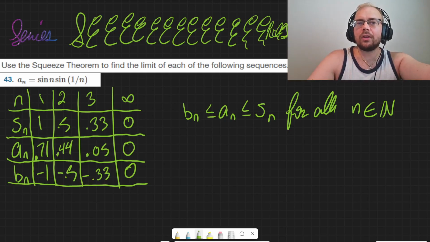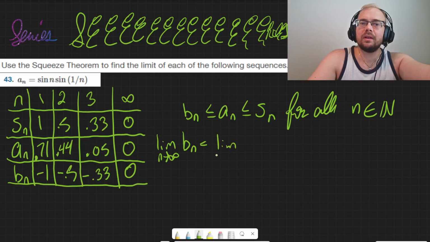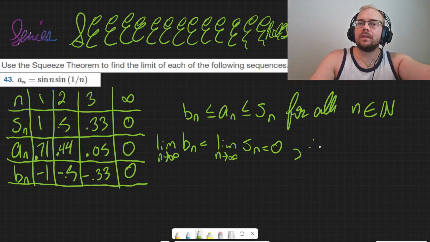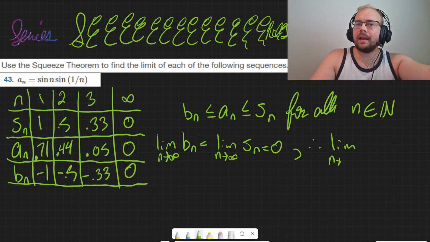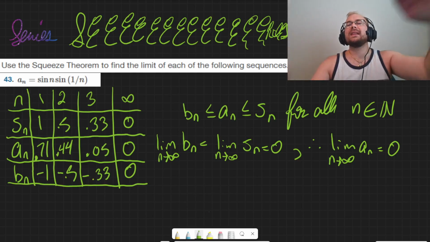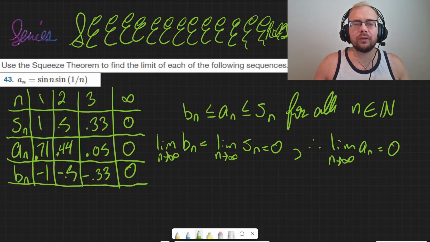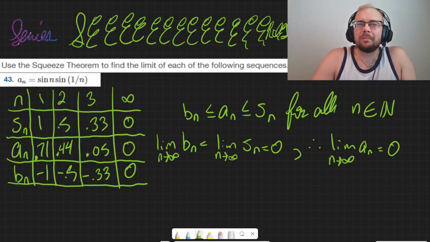And then the other part would be to say that the limit as n goes to infinity of b sub n is equal to the limit as n goes to infinity of s sub n, which is 0. Therefore, when you do the little 3 dots right there, it means therefore. Therefore, the limit as n goes to infinity of a sub n is also 0. And that's more or less the squeeze theorem. That's almost completely by the book.